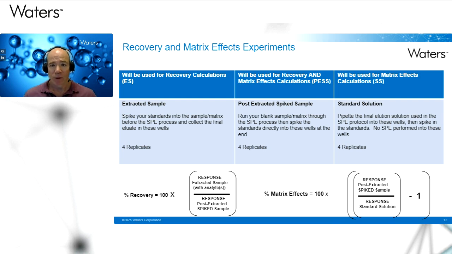Our final solution on the right is our standard solution. It's similar to the post-extracted spike sample in that, while we're not extracting it, we are once again adding the same amount of drug there. We're just adding it to basically a solvent standard versus an extracted blank sample. And by using these 3, we can calculate our recovery from the equation on the left, our matrix effects from the equation on the right, and that'll allow us to understand really what's going on with our method.